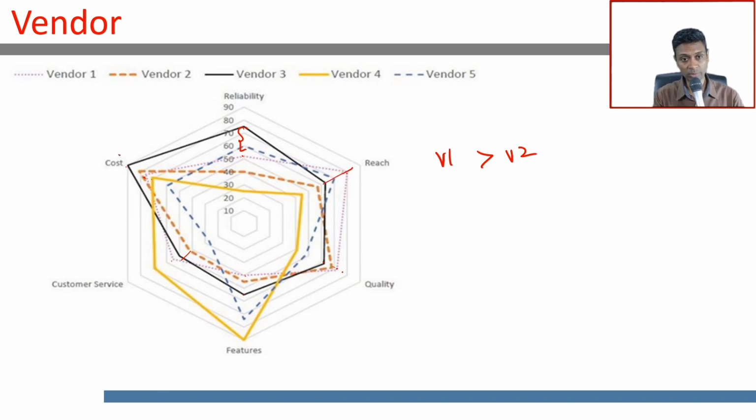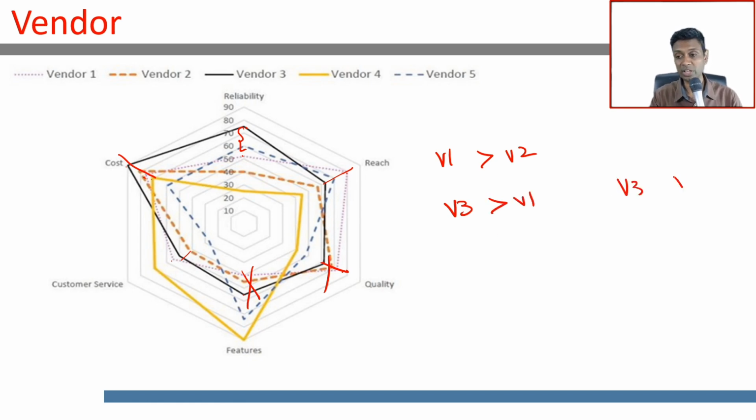This and this will probably get cancelled out. And so here pink is up by a little bit, black is up by a little bit. This and this will probably cancel out. Here pink and black are almost the same, but this lead is big. V3 is greater than V1.